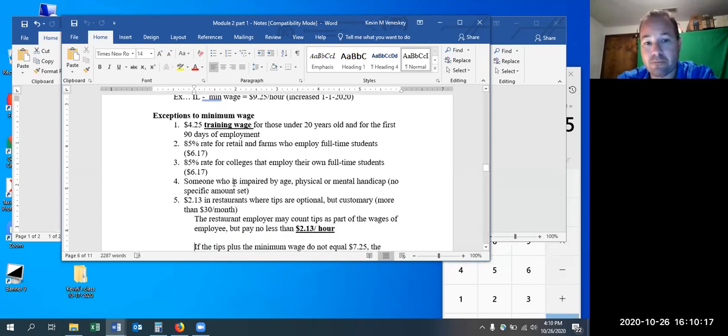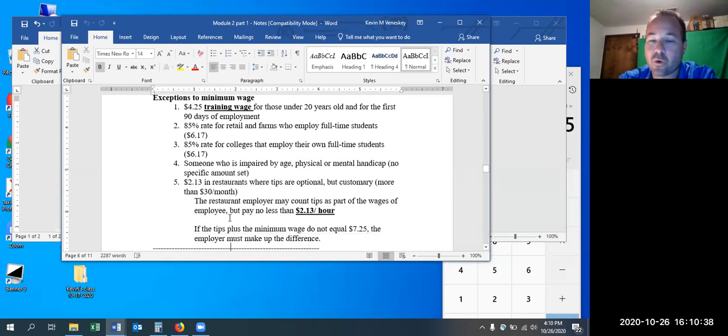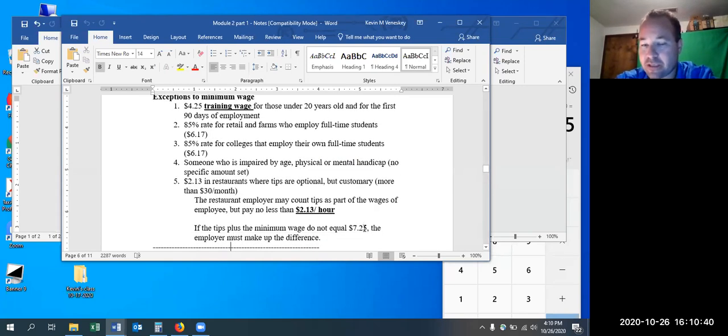Here are a few instances where you are allowed to pay below minimum wage in one of these specific situations. The biggest one that most of you will come across is if you're a waiter or a waitress at a restaurant. They technically only have to pay you $2.13 an hour, but your tips have to equal at least $7.25 an hour with your tips. If you don't have tips of that much that gets you on average up to $7.25 an hour, the employer has to then kick in the amount that you were short.